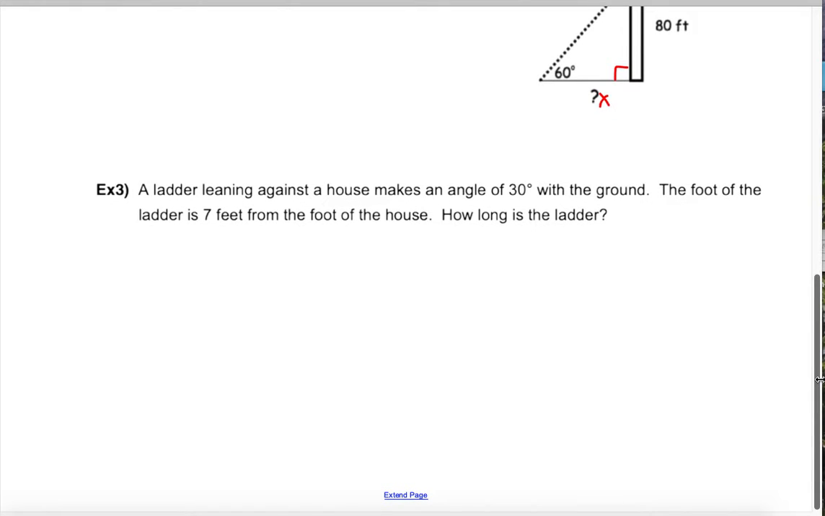For problem number 3, you need to draw your picture for this. So I'm not going to draw the picture, but you can visualize a ladder leaning against a house. That's going to make a right triangle. And it says the ladder leaning against the house makes an angle of 30 degrees with the ground. So that's kind of like where the 60 degrees is from the picture above. And then make your right triangle, plug in the numbers you know, and solve it.